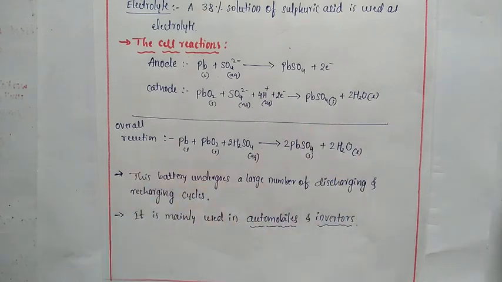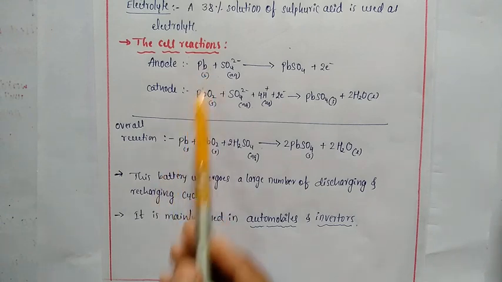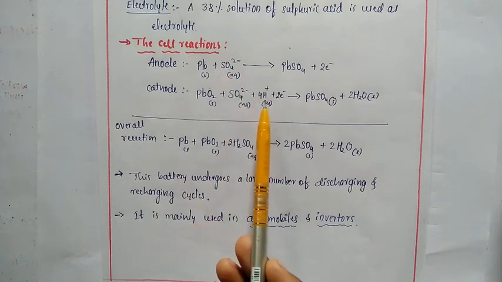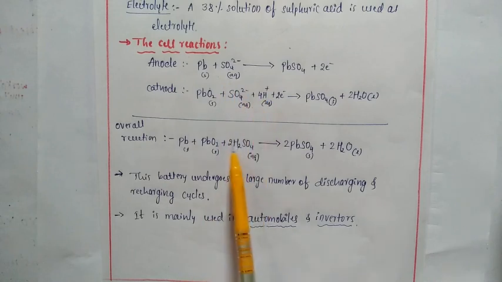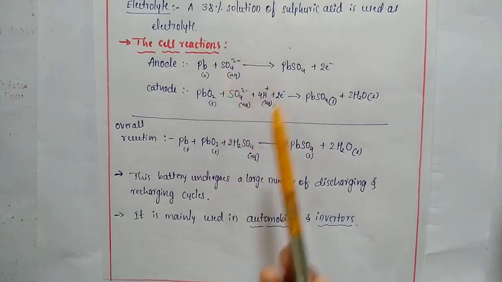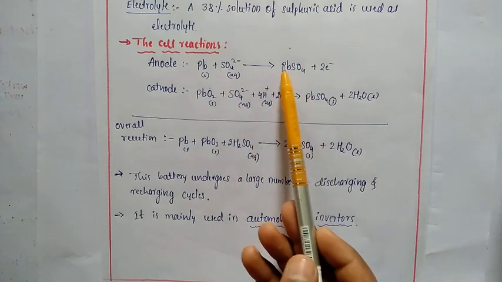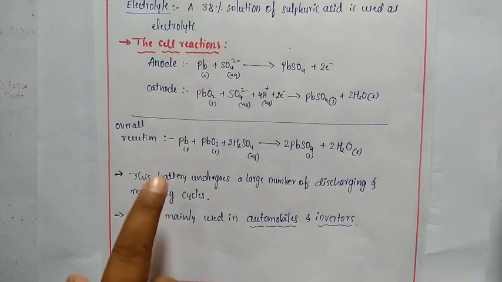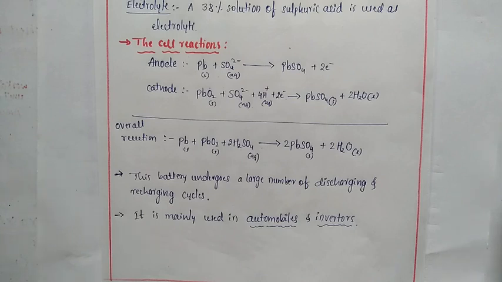The total overall reaction is Pb plus PbO2 plus 2SO4 2- and 4H+, which combine to form 2H2SO4. So Pb plus PbO2 plus 2H2SO4 gives 2PbSO4 and 2H2O. The two electrons get cancelled. This battery undergoes a large number of discharging and recharging cycles.